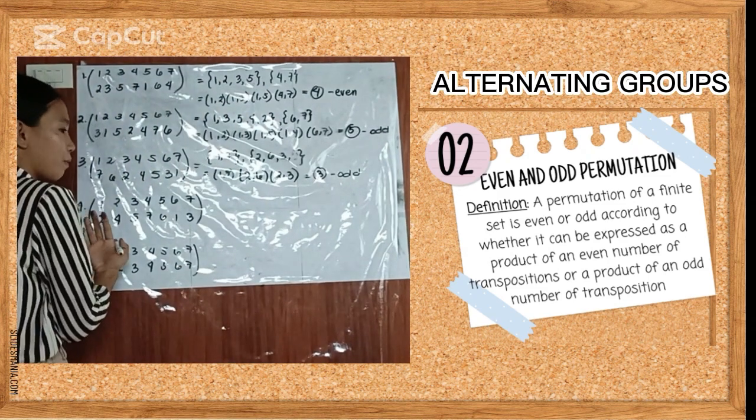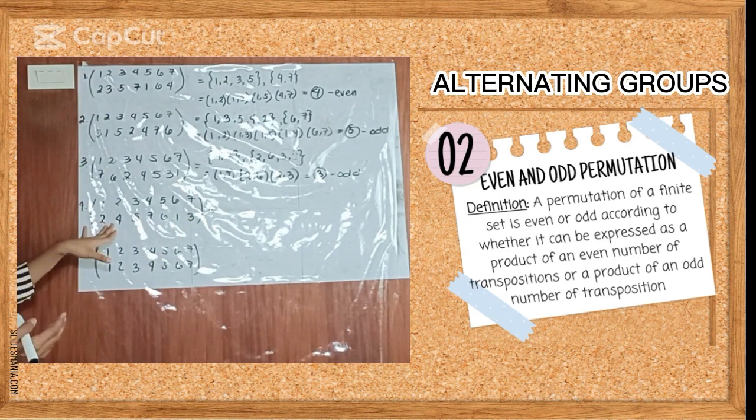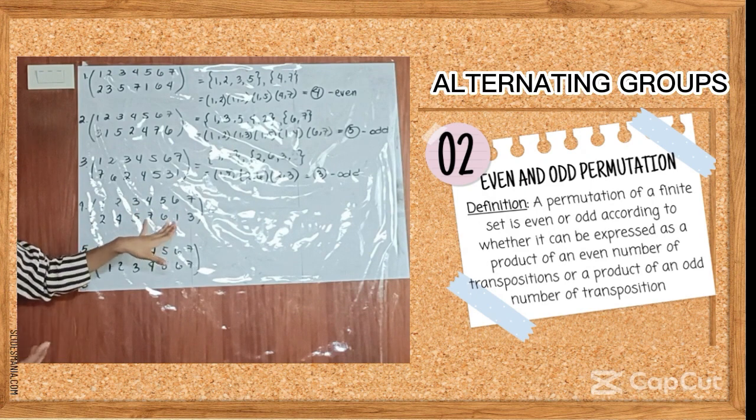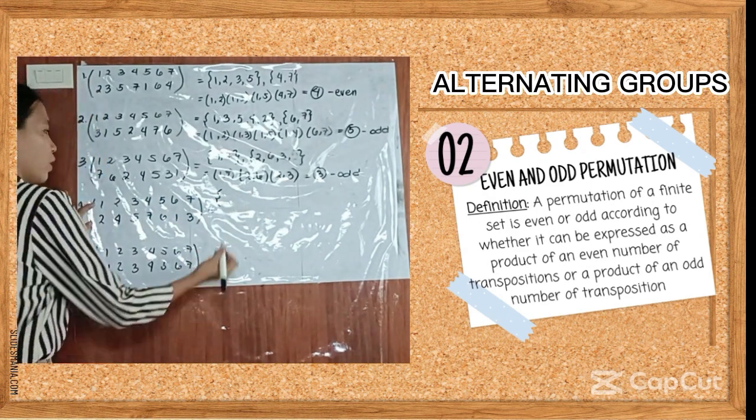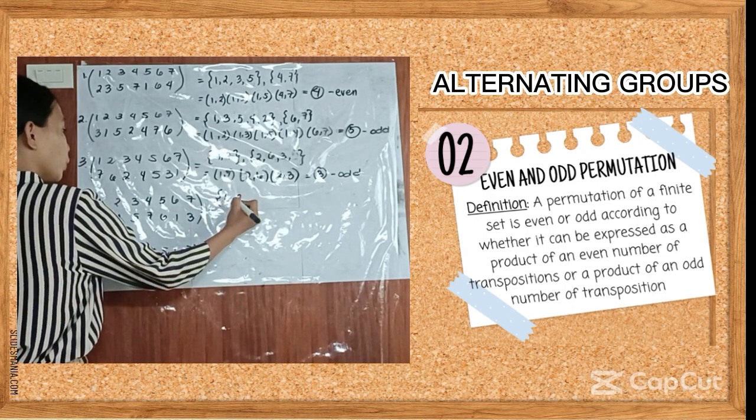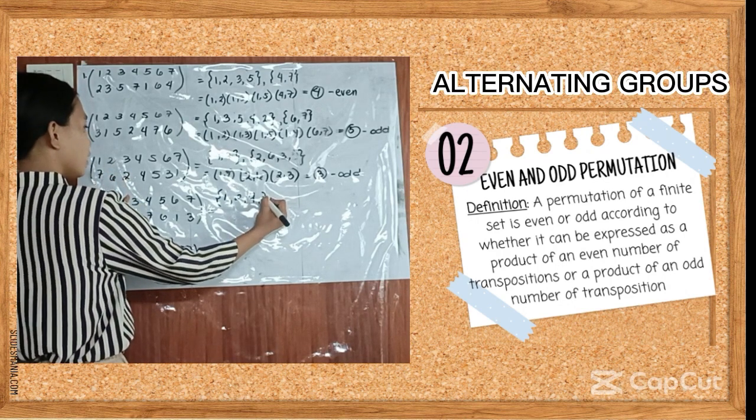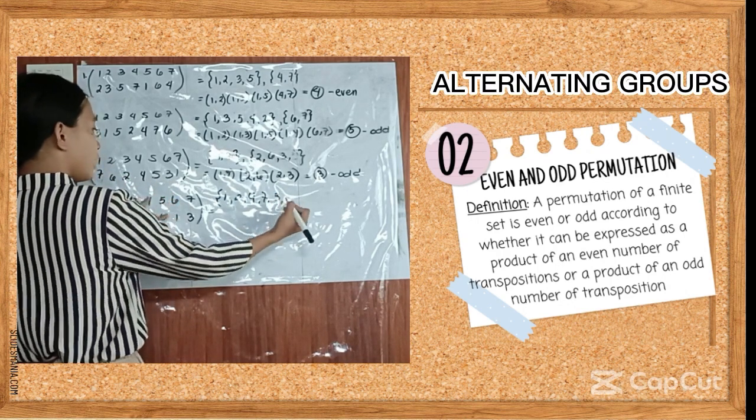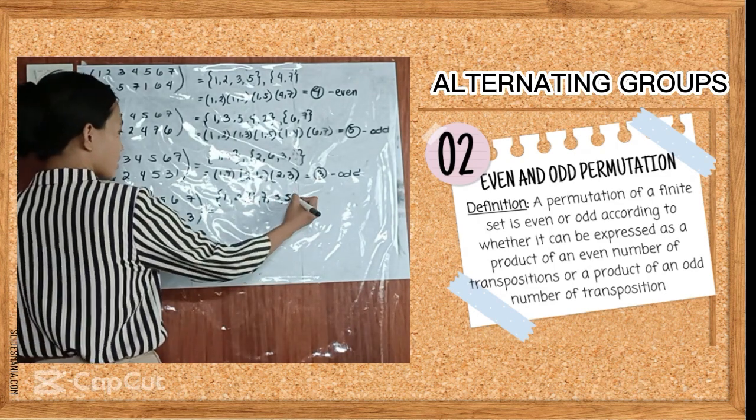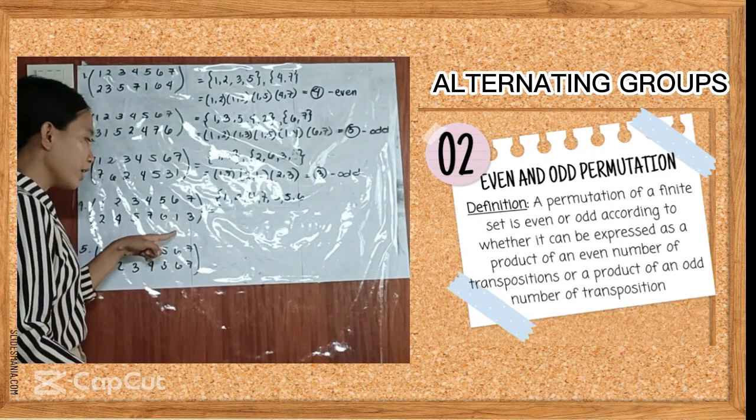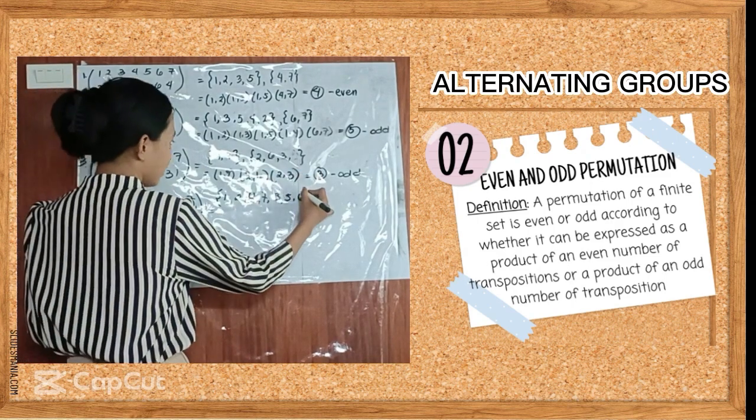So let's see number 4. We have 1, 2, 3, 4, 5, 6, 7 over 2, 4, 5, 7, 6, 1, and 3. Let's list again. Let's start with 1. We have 1, 2. Let's go to 2, 4. Let's go to 4. We have 7. Let's go to 7. We have 3. Let's go to 3. We have 5. Let's go to 5. We have 6. And let's go to 6. We have 1. It goes back to 1. So we don't need to list it again.